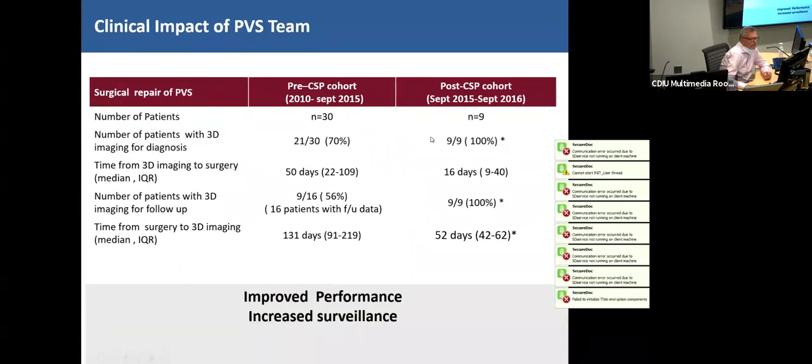So you can see that following this consortium, I'm not sure what CPS refers to, but it's the consortium of pulmonary vein interventionalists, if you will, they've really shortened the time from surgery to 3D imaging from 131 days to 52 days. So this means that if we can detect it earlier, at least it gives us the opportunity to try to intervene and perhaps try new interventions in a multi-institutional format, which would allow us to learn faster, basically.